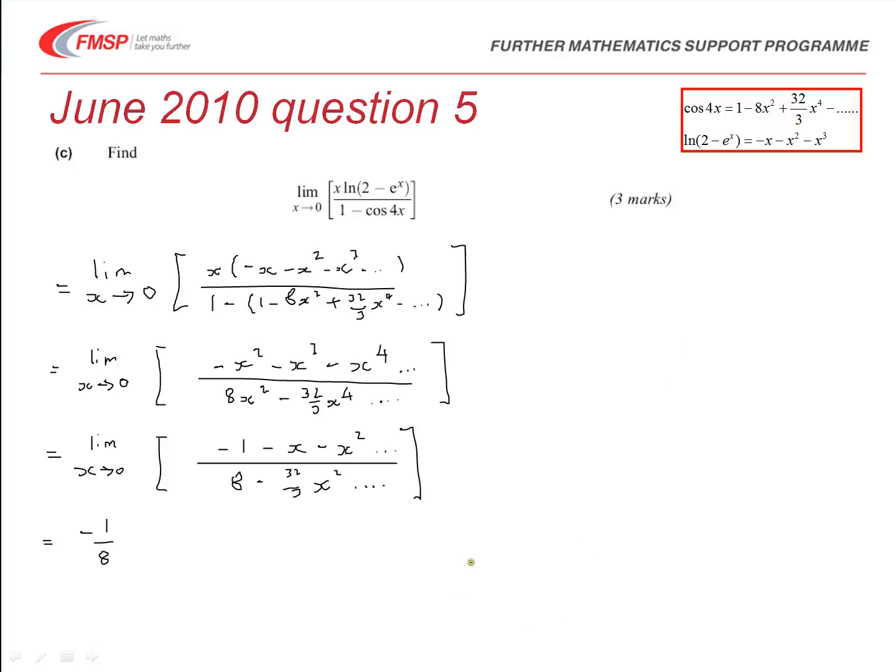So again, initially substituting in the terms that we've got here will give us a method mark. And then for identifying the process by which we can take the limit by dividing through by the x squared, and then finally an accuracy mark for obtaining the correct limit at the end.